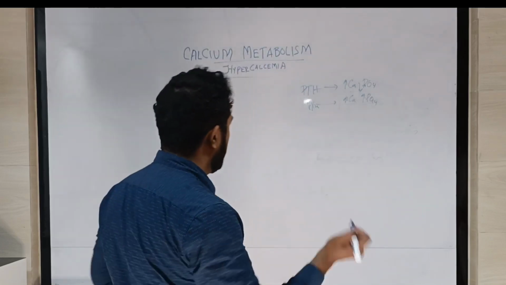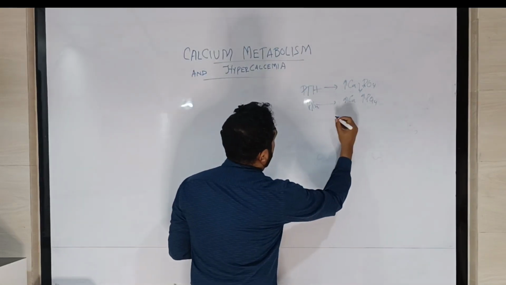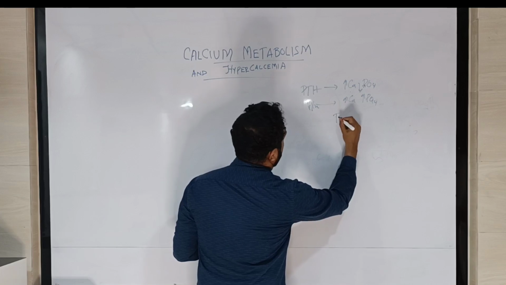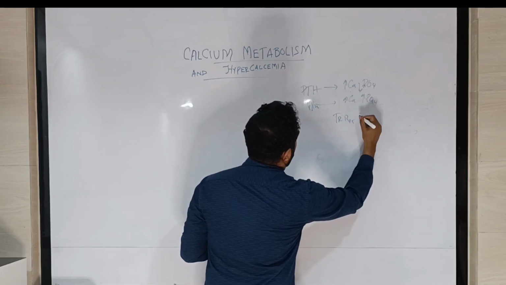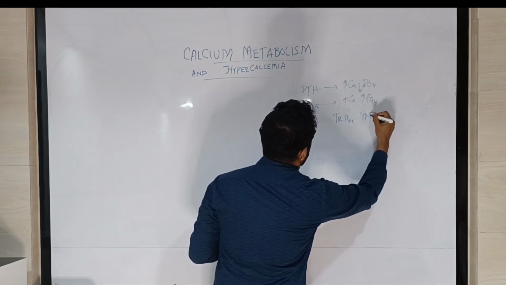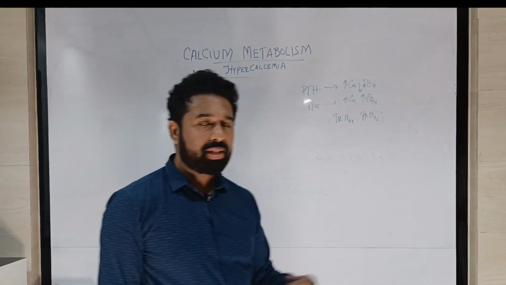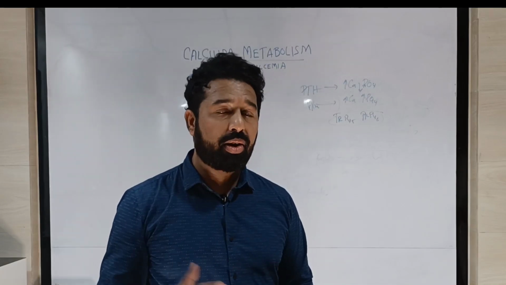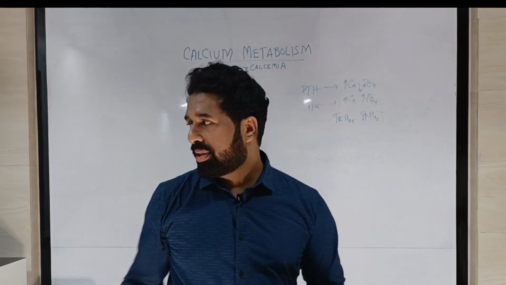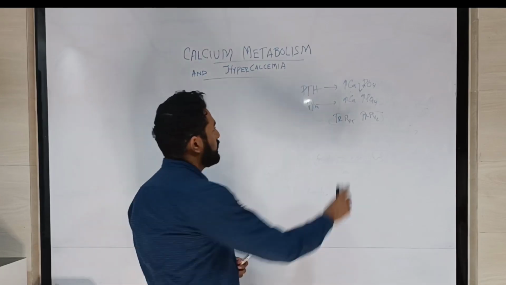In the gut, in the jejunal cells, it acts via TRPV5 and TRPV6. It is via these receptors. The same receptors are also present in the distal convoluted tubule of the kidney. That's how it happens.